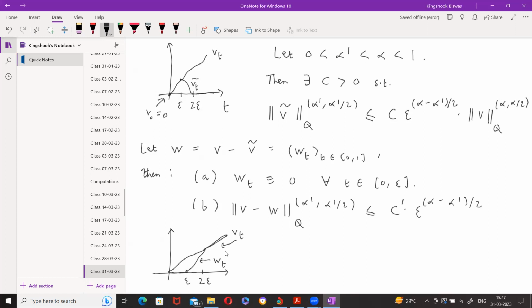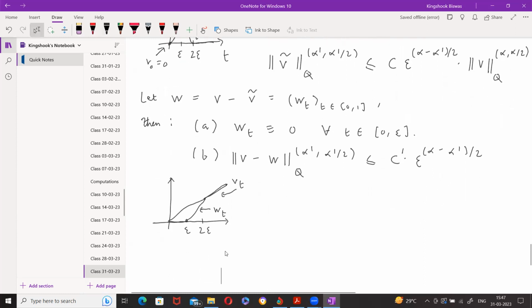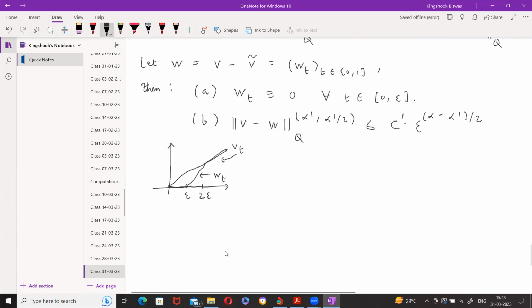The point is, I can get a W which is as close to V as I want, but now my W is 0 on a small interval. My W is 0 on a small interval. And finally, we have step 3, which is to use the inverse function theorem.